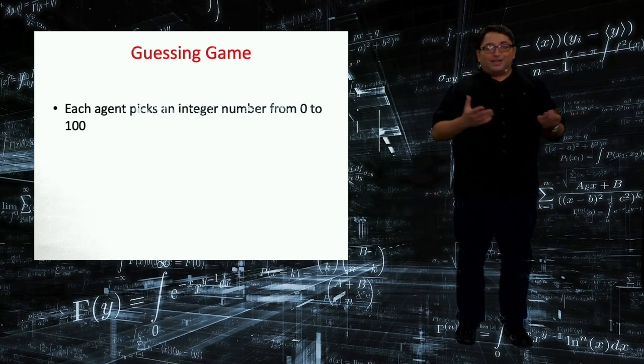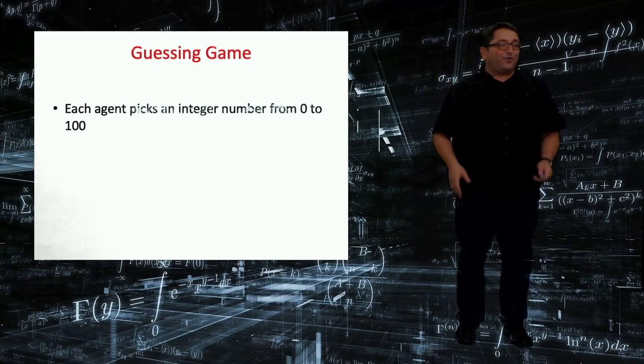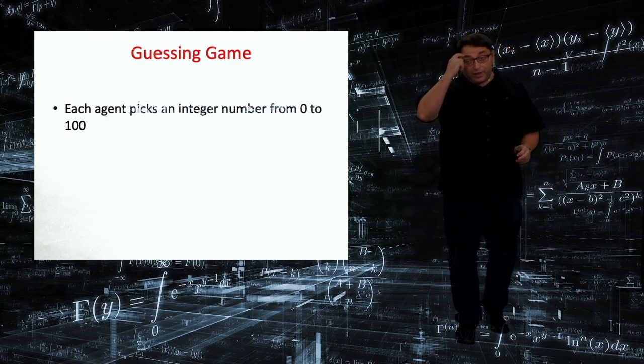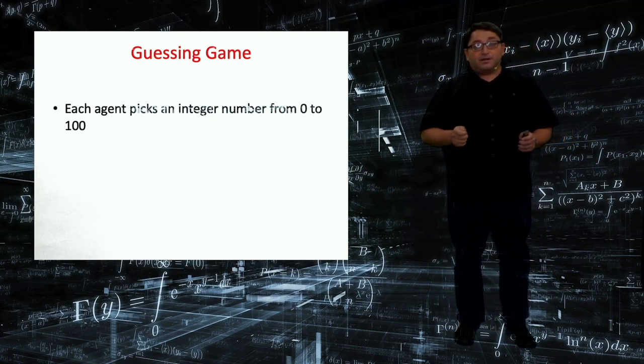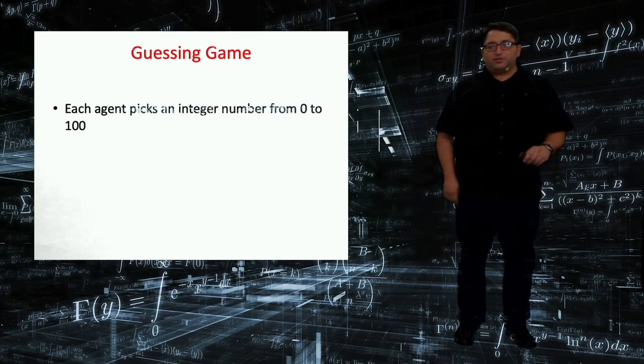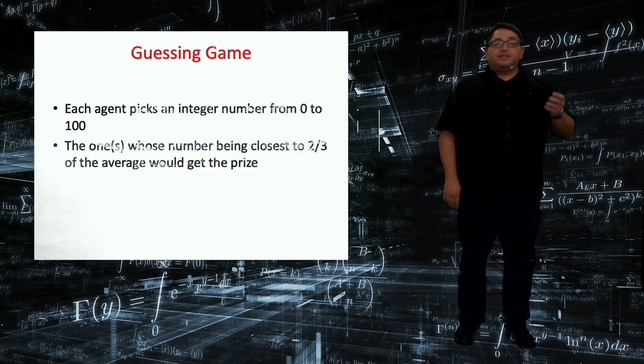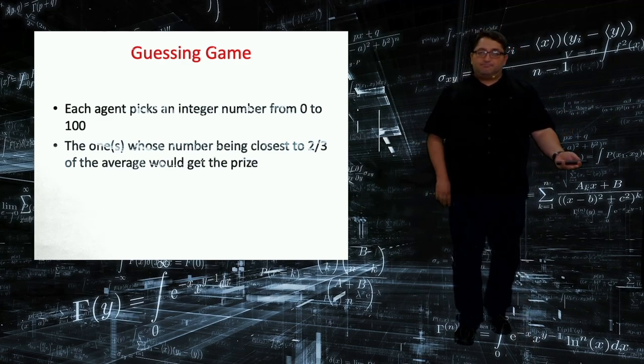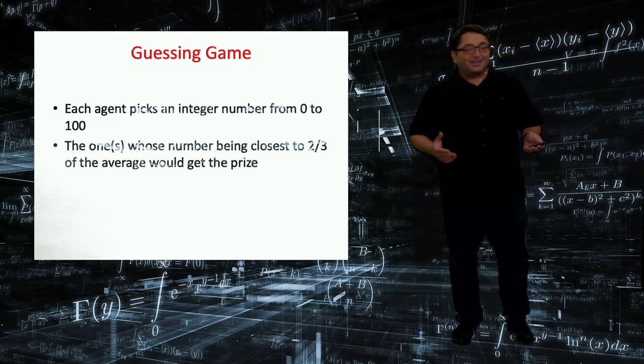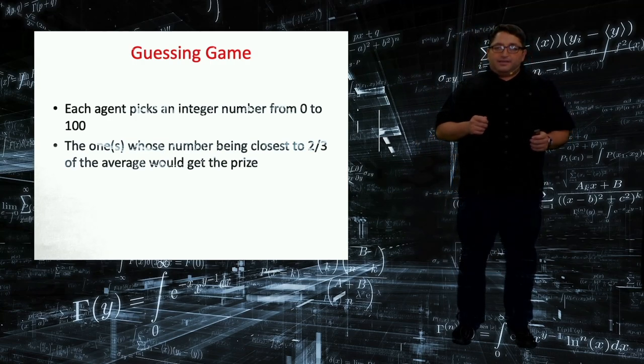Of course, now you are sitting at home watching online. So just imagine a classroom with 20 students, and I ask each student to pick an integer number between 0 and 100. The student who picks the number closest to two-thirds of the average wins. It's usually a piece of chocolate. So the goal is to find a number closest to two-thirds of the average.